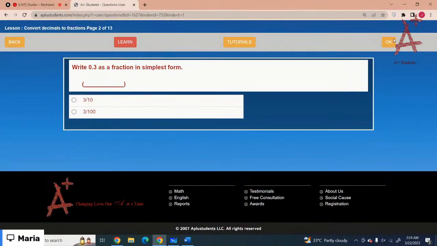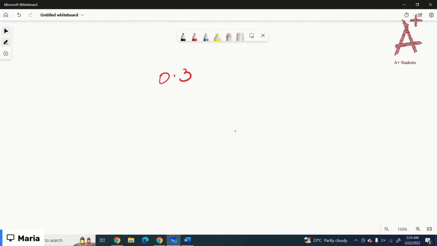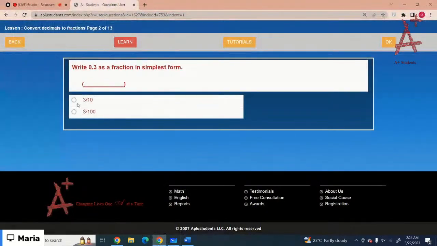The next one is 0.3. So you have just one digit after the decimal point. Got it? So you just need to add 0. It would be 3 over 10. Got it? Yes, very good. That would be 3 over 100. How, Evangeline, how is it 3 over 100? You have just one decimal place after the 3, so you need to add just one zero. It would be 3 over 10.